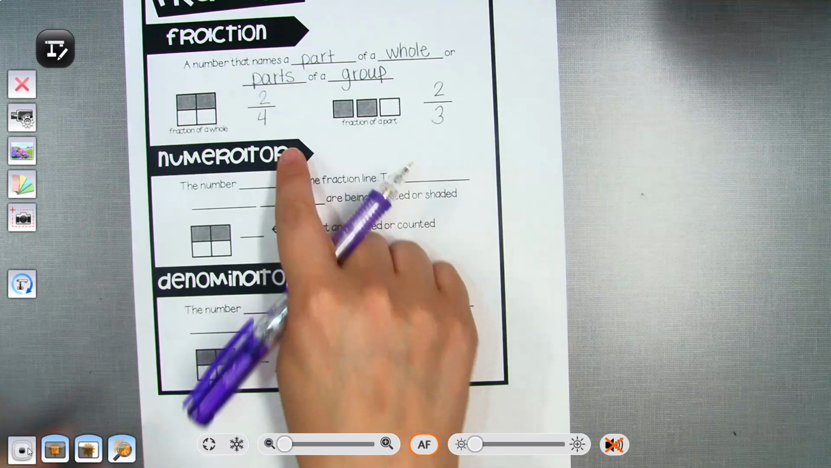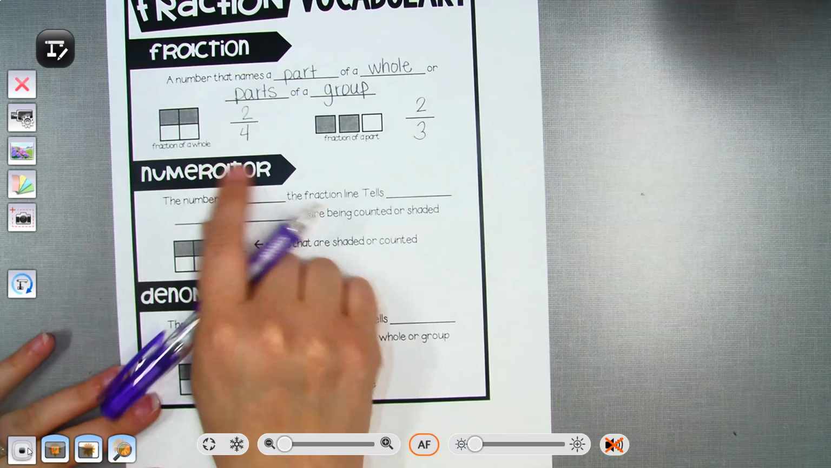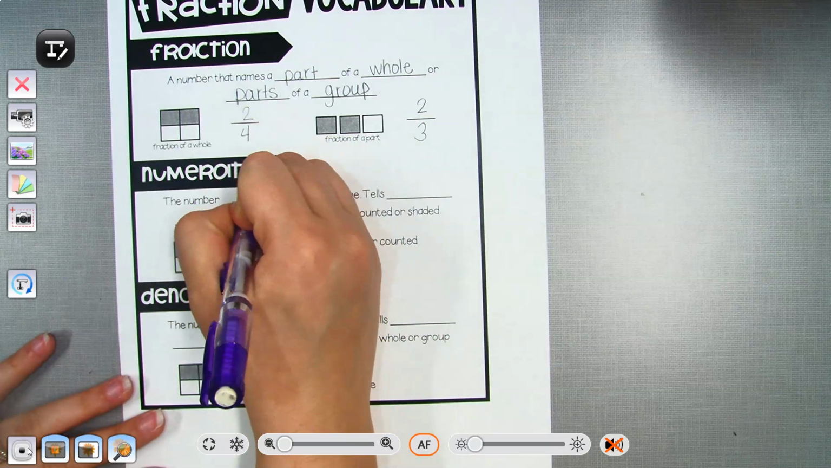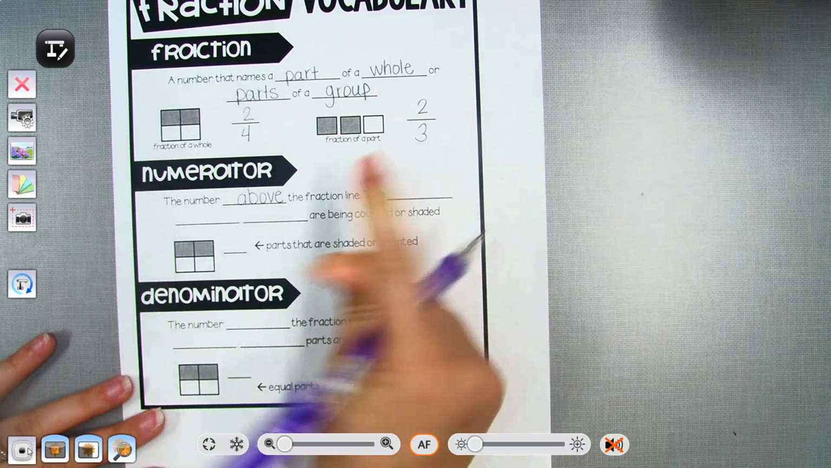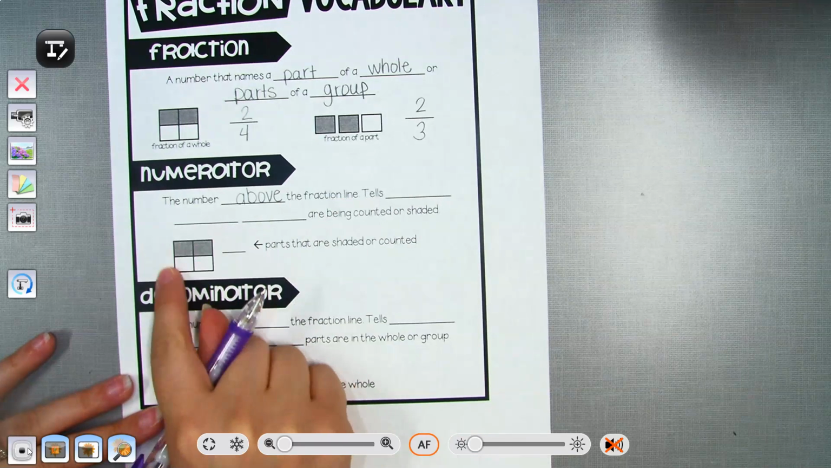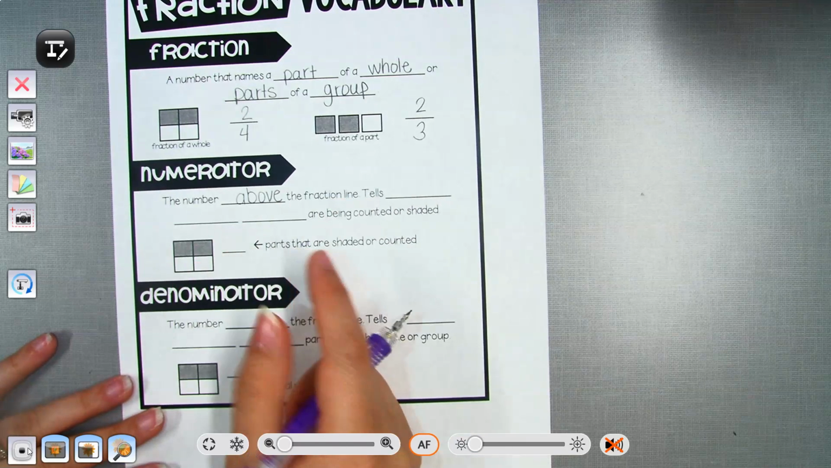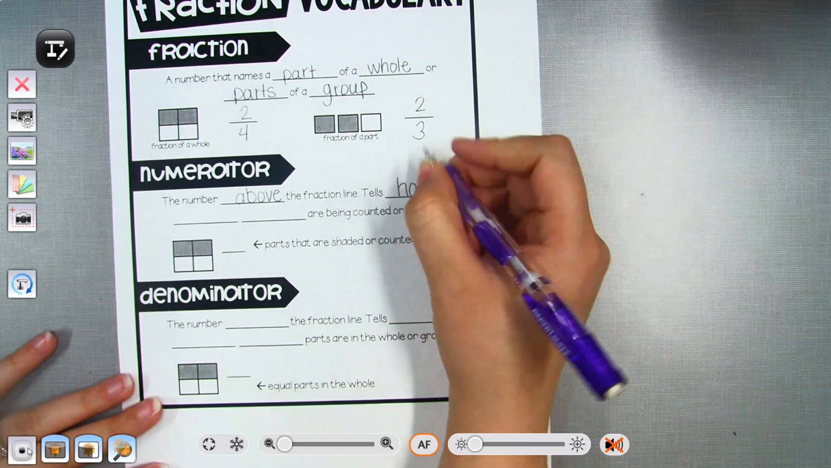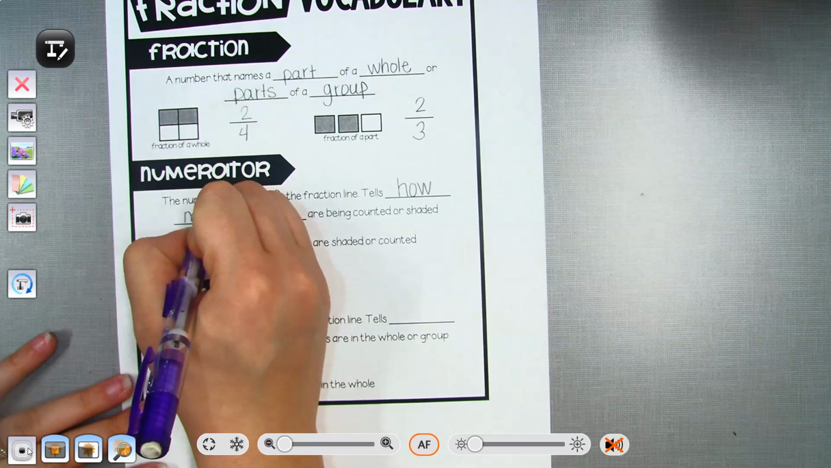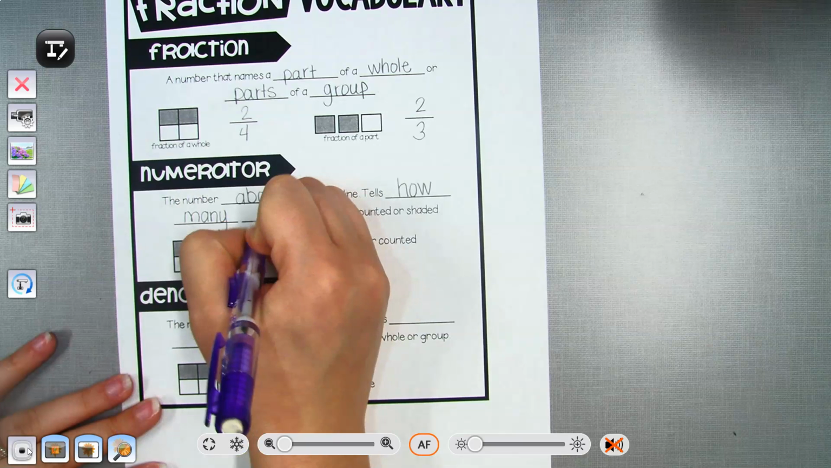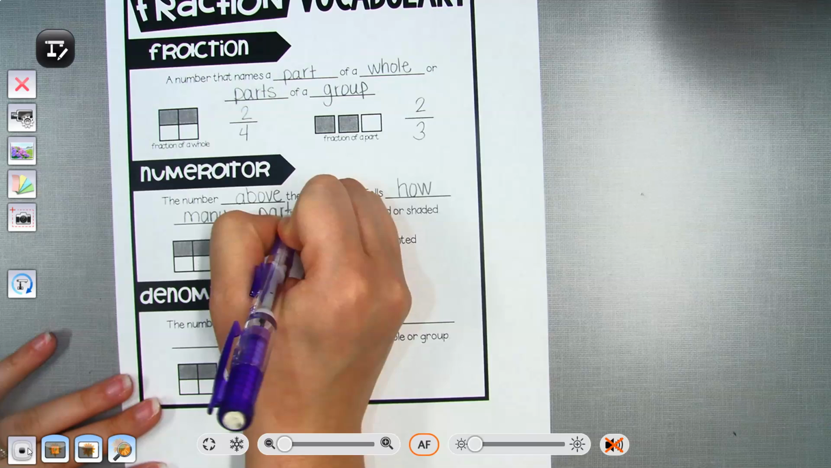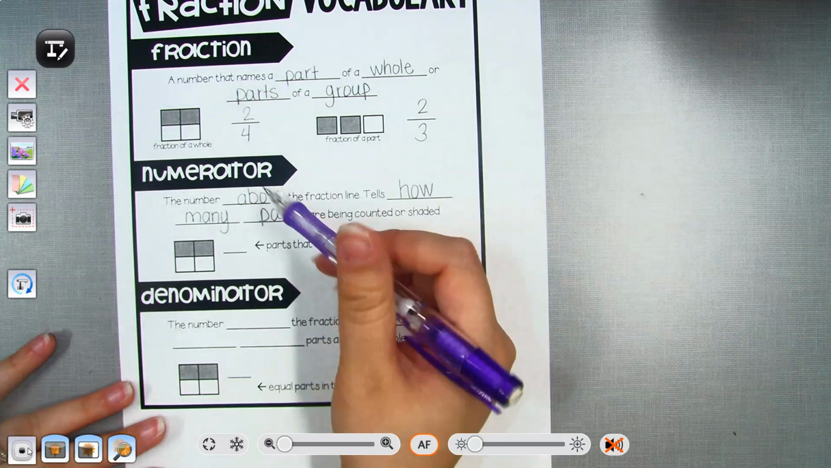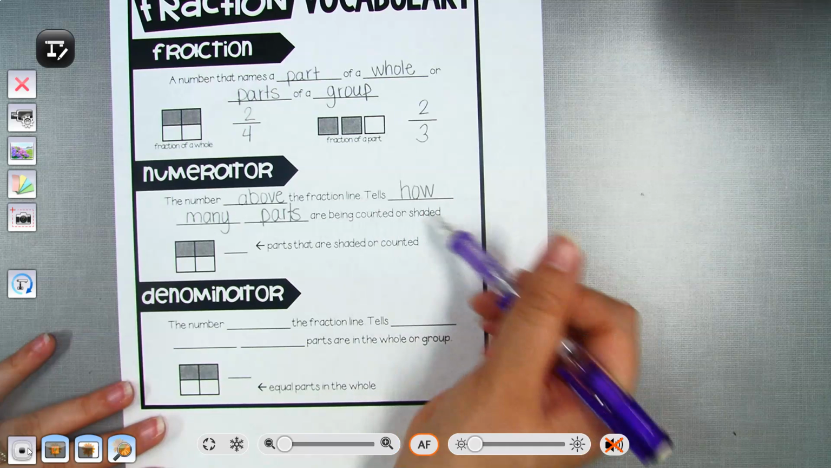So these words are going to be new to us. Numerator. So what is a numerator? The number above the fraction line. So right here is an example. This is my fraction line. It tells how many parts. The number above the fraction line tells how many parts are being counted or shaded.